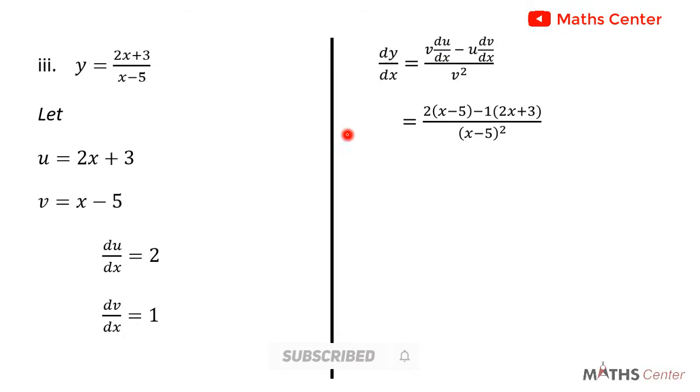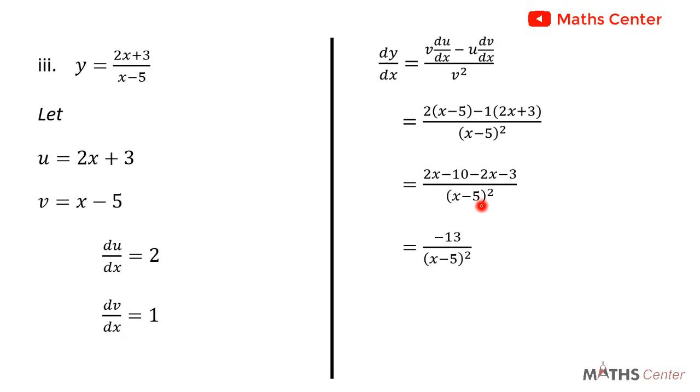du dx is 2. v is x minus 5. So you have 2 times x minus 5. Then u is 2x plus 3. dv dx is 1. So we have minus 1 into bracket 2x plus 3. v is x minus 5, so x minus 5 squared. When you expand the brackets, on the numerator you have 2x minus 10 minus 2x minus 3, and this will be divided by x minus 5 squared. This gives us negative 13 divided by x minus 5 squared.